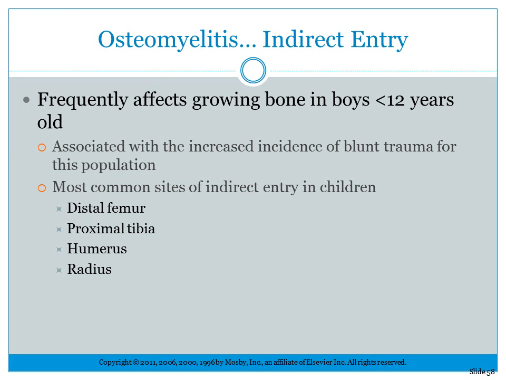The infecting organisms from osteomyelitis can invade the individual by either indirect or direct entry. Here we're looking at the indirect entry of microorganisms, and it most frequently affects the growing bones in boys who are less than 12 years of age, and is associated with their increased incidence of blunt trauma for the particular population. And the most common sites of indirect entry in children are the arms and the legs.